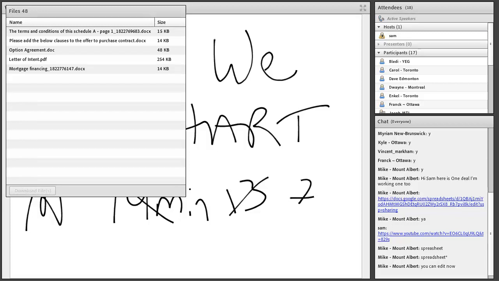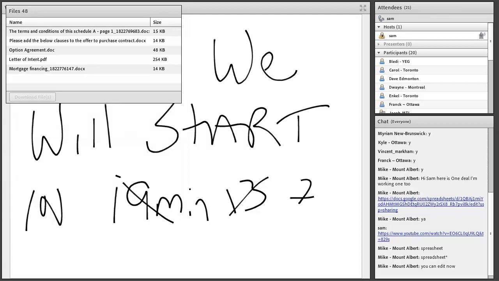Some documents, mortgage financing. It's another document that came from Tarek, who helped us better understand what the banks are looking for. I think that's good for now. Download those files. Okay. Right now we'll start with those.